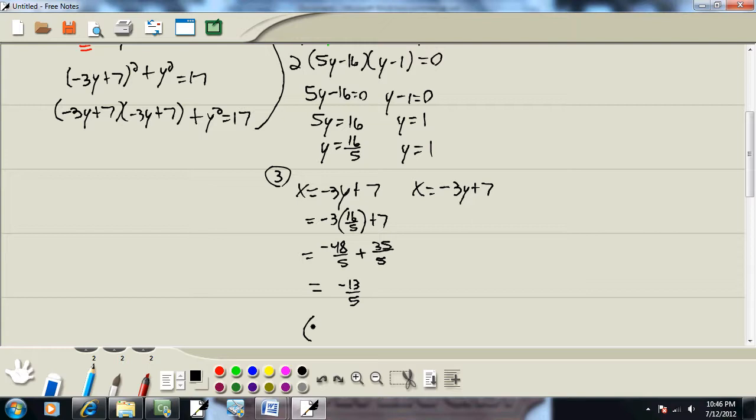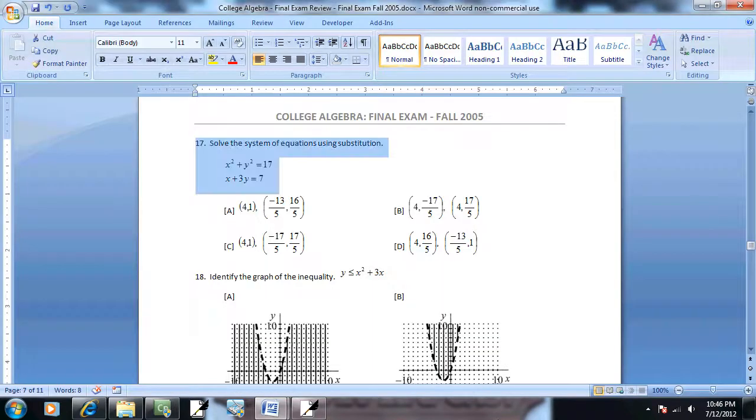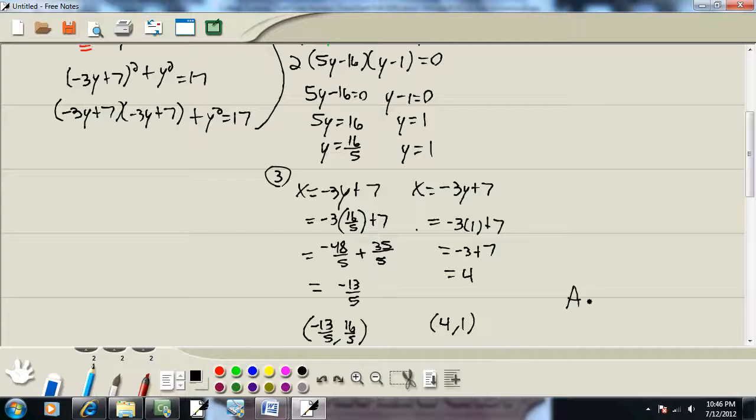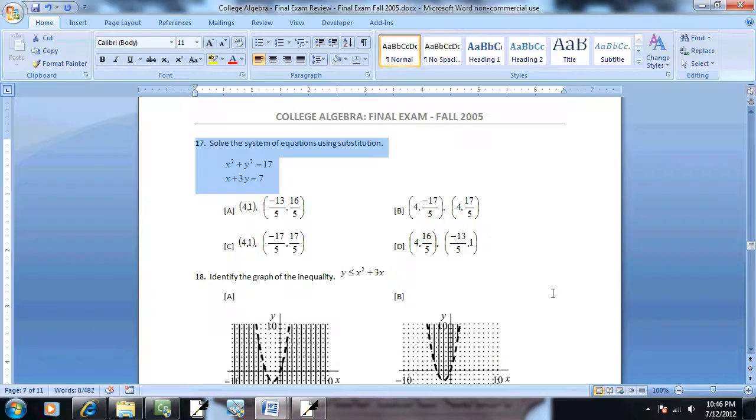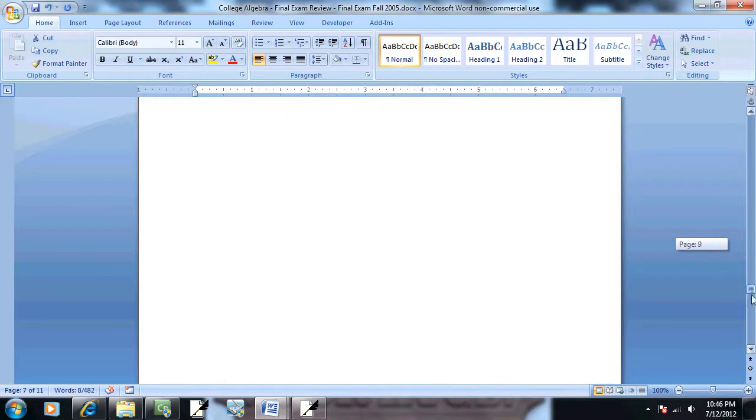So this answer is negative 13/5 and 16/5. Now here, I'll plug in my 1. So I got negative 3 times 1 plus 7, which is negative 3 plus 7, which is 4. So this answer will be 4, 1. And let's see which one is our answer. Looks like A. So 17A would be your answer.